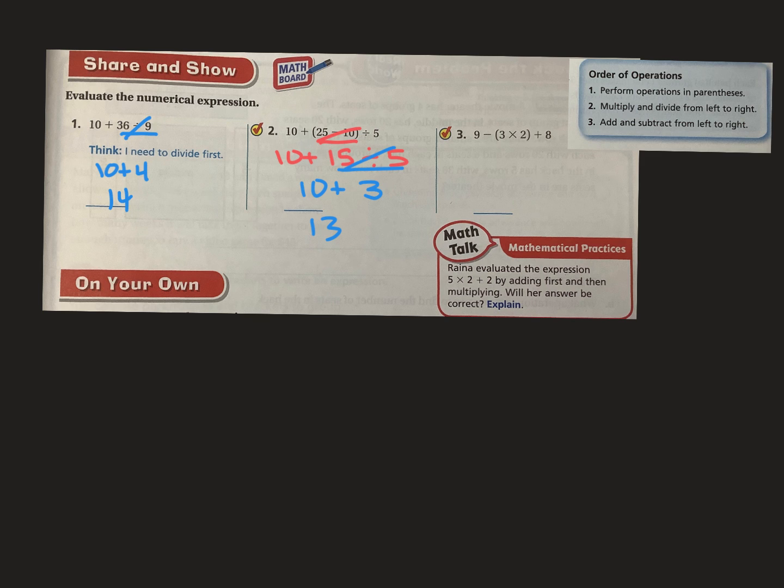And hopefully you got there. If not, if you got stuck, that's okay too. We learn. We have to be patient with our brains while we learn. So let's have a look. I have 9 minus 3 times 2 plus 8. I need to perform operations in parentheses first. Right here are some parentheses. I will do that first. 3 times 2 is 6. Cross off what I did, bring down what I didn't.